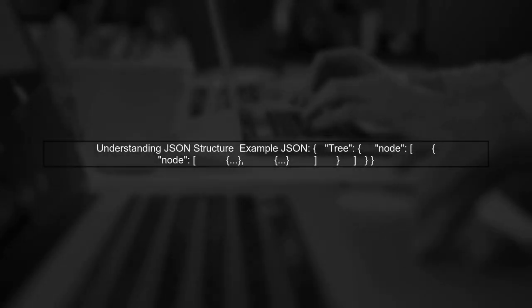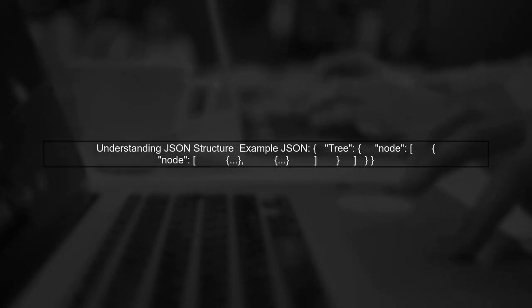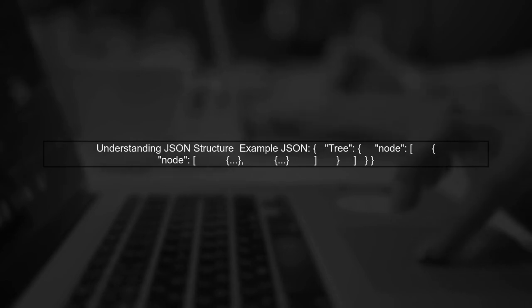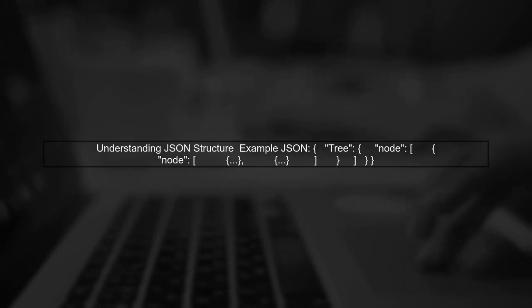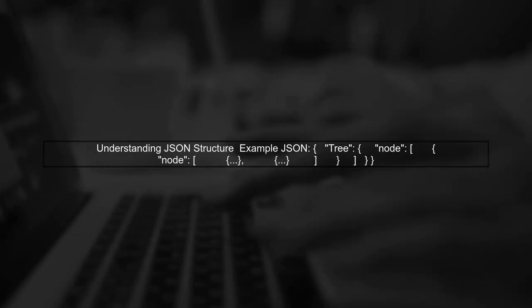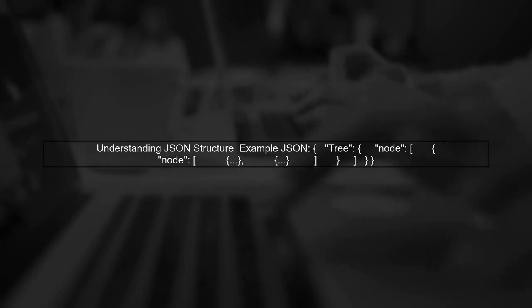To create an expandable table view from a JSON tree structure, we first need to understand the structure of our JSON data. In this case, we have a tree with nodes that can contain child nodes.